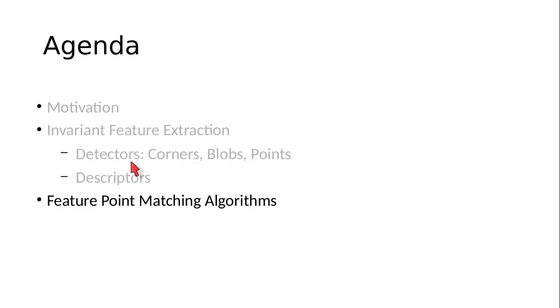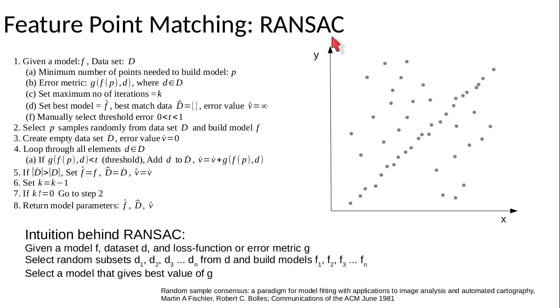We have now finished discussion of detectors and descriptors. We will now discuss how the descriptors and detectors can be used to match images. So we will discuss certain feature point matching algorithms. We will look at RANSAC, which is an algorithm that can be used to match feature points in one image with feature points in another image.